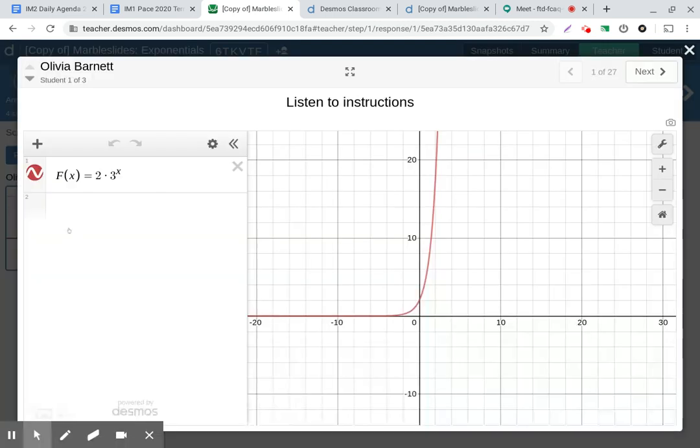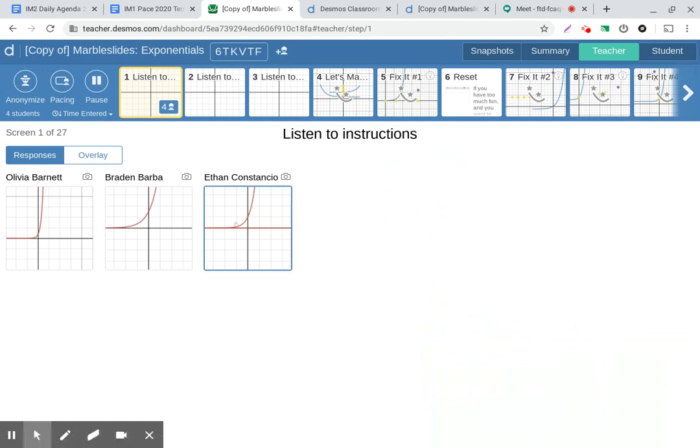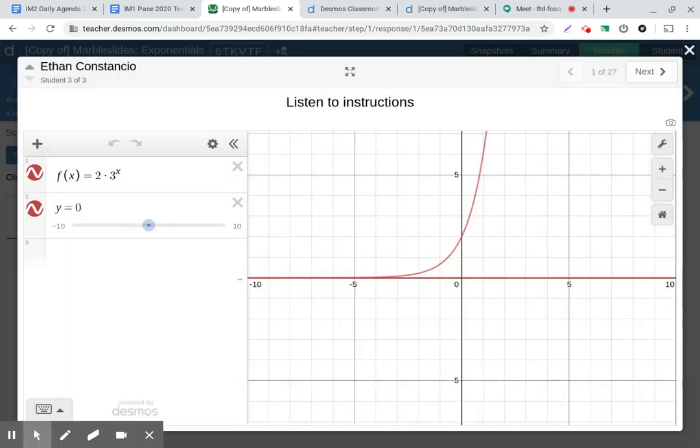All right, Braden's got it. Let me look at Olivia's. Good job. Okay. Orange. Orange is good too. Yeah, something like not the color. So you hold down the that. Yeah, orange is good, and then make it dash like that.